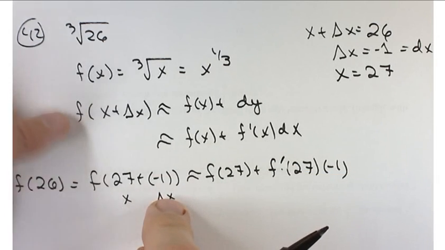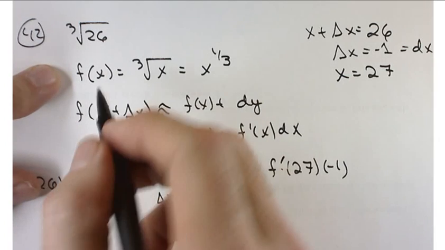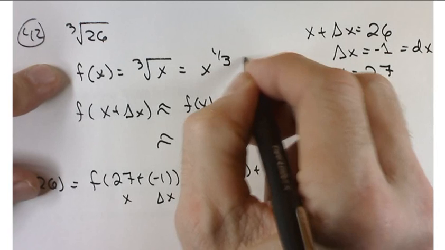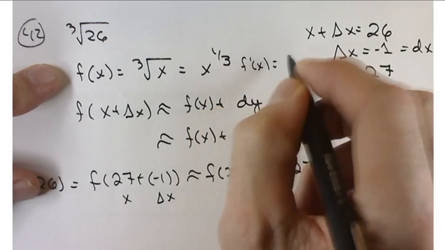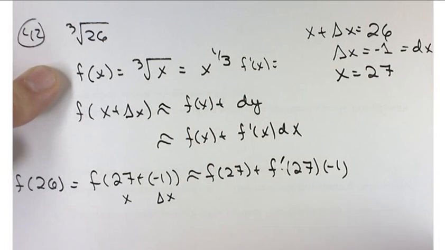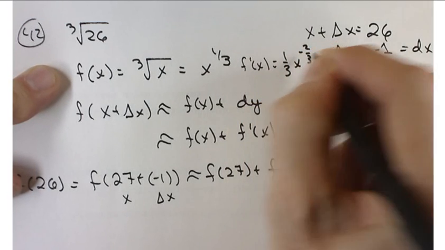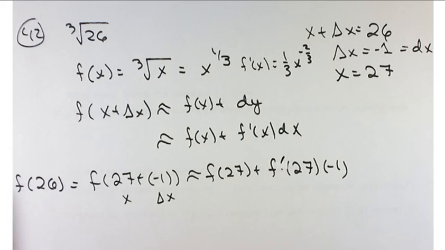Okay, so let's come back up here. f of x is x to the 1/3. What's f prime of x going to equal? One-third x to the negative 2/3, right? So I think I've got everything that I need to plug in this formula.